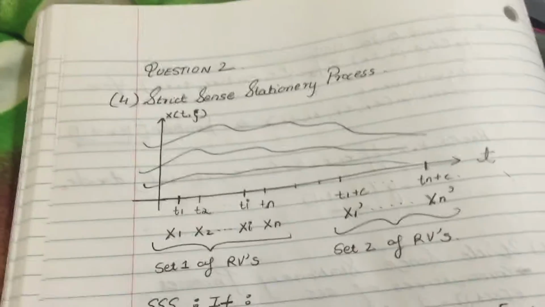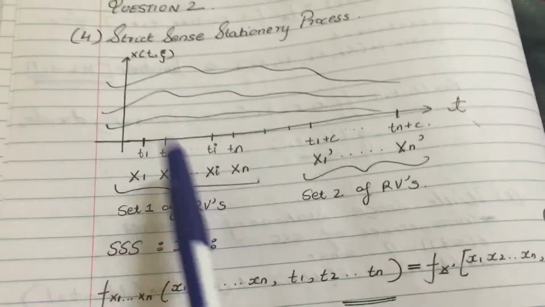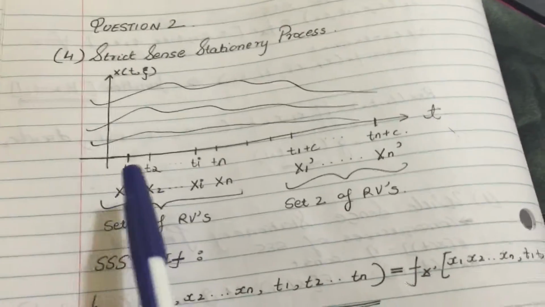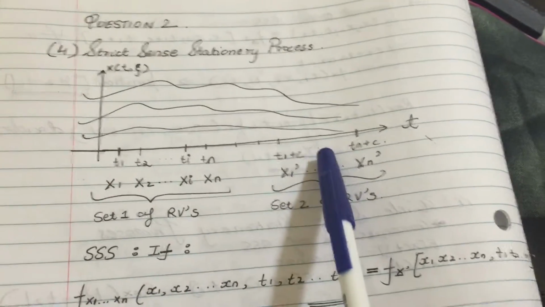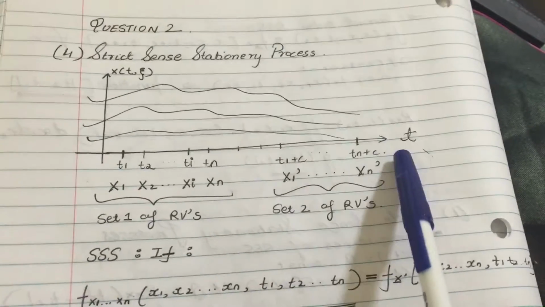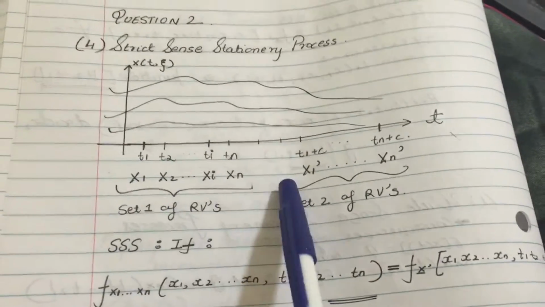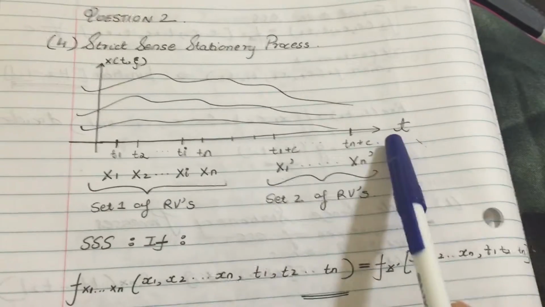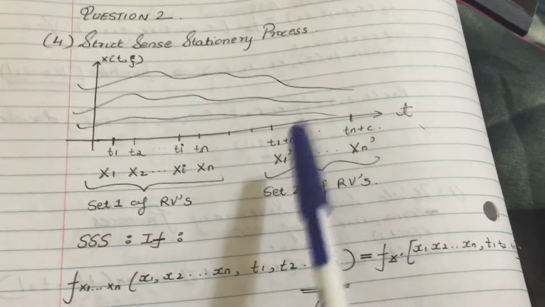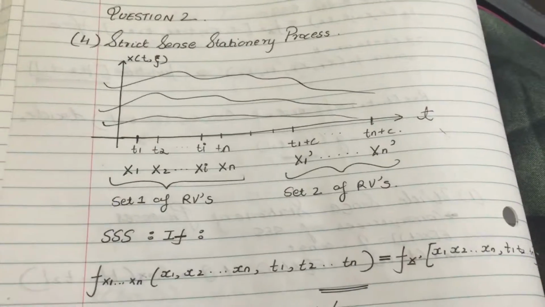So, I started with the fourth part, which is the strict sense stationary process. Consider the diagram that I've drawn here. Let this be time t1, t2 up till tn, and let this be t1 plus some constant c, t2 plus the same constant c up till tn plus c. Now this t1, t2 up till tn will define a set of random variables x1, x2 up till xn, and this shifted version of t1, t2 will define another set of random variables x1 dash up till xn dash.